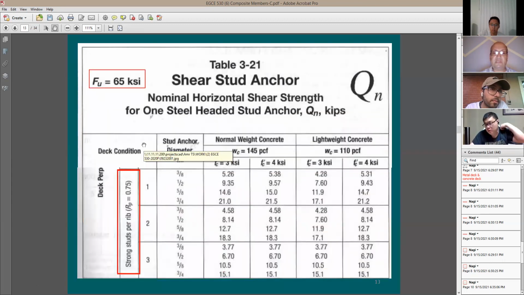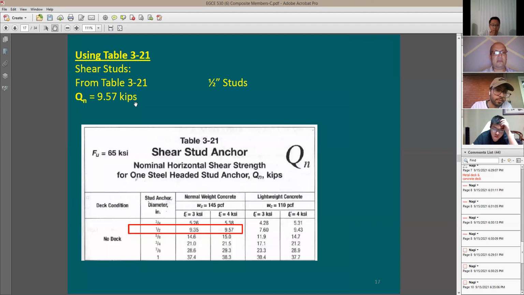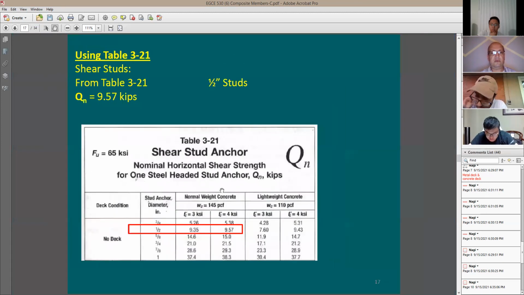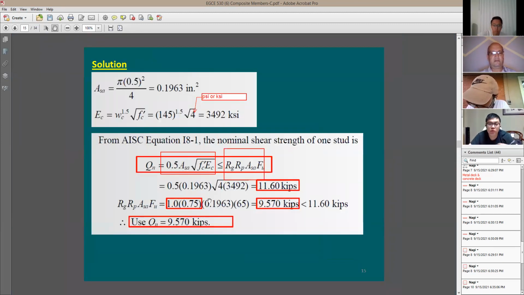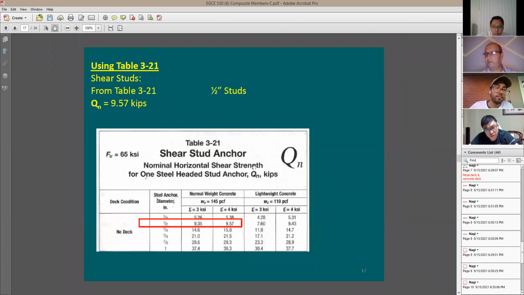All right, now we'd like to see our calculations that we have done here versus just looking it up in the table. So let's look it up in the table. Half an inch, normal weight concrete, 4,000 ksi. The strength for one stud is 9.57. You see this number here? This is great. So either you use this equation here, or you can just look it up. It's going to be okay either way.